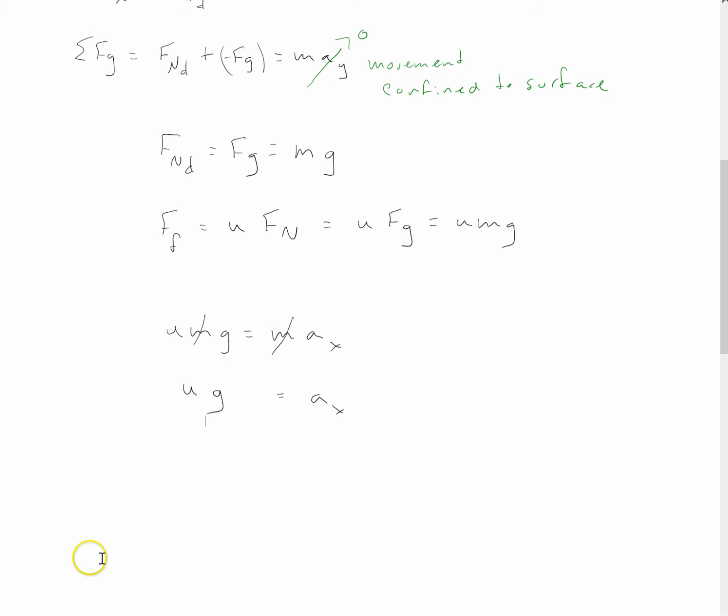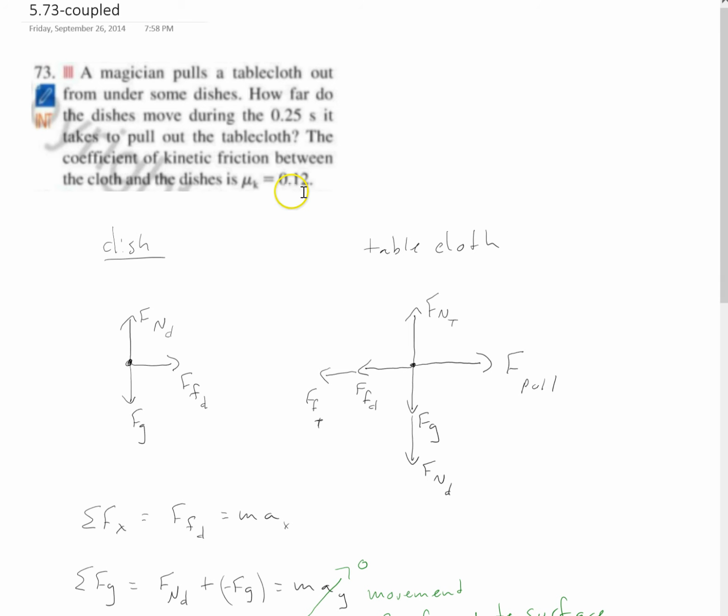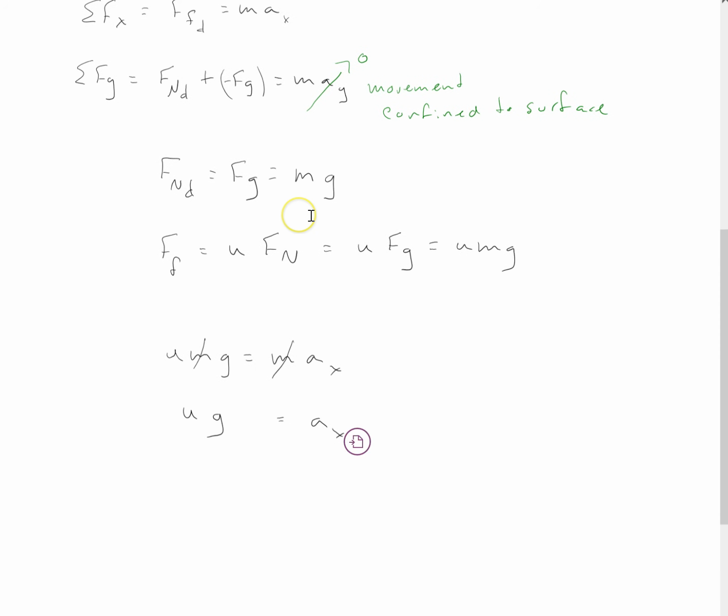And the coefficient I'm given, 0.12. Gravity I know, 9.80 meters per second squared. And I can plug that in my calculator and get a number. So 0.12 times 9.8 gives me 1.176.